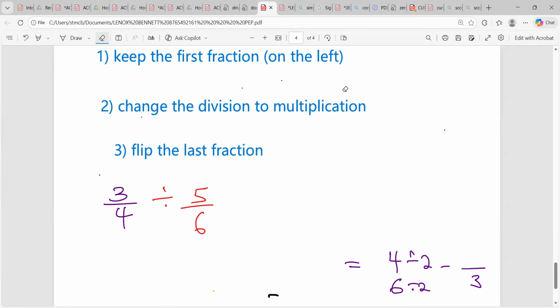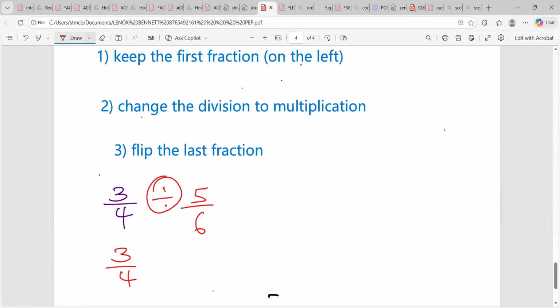All right, let's go. According to the rule, we have to go back to the rule, right? Rule 1 says, keep the first fraction. So the one that Tatiana gave me, I'm going to keep it, right? So I'm going to keep 3/4.